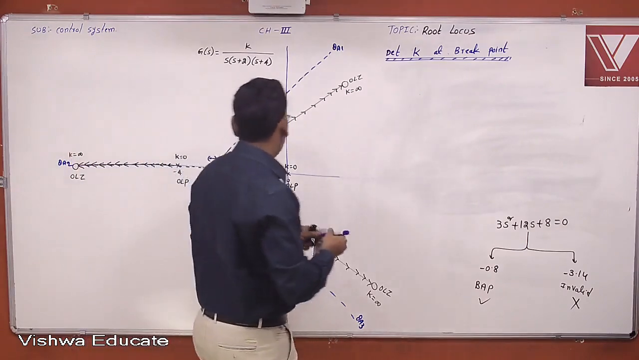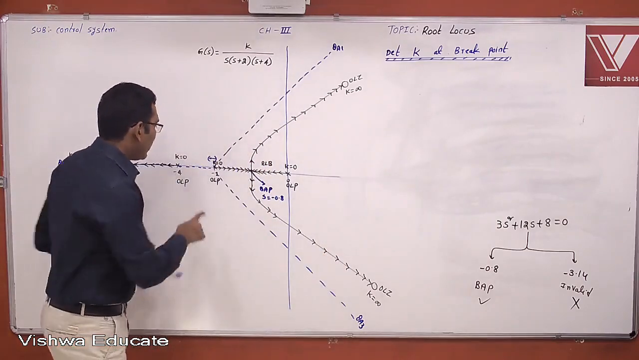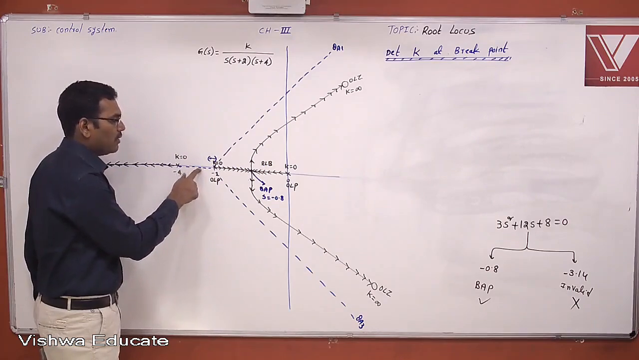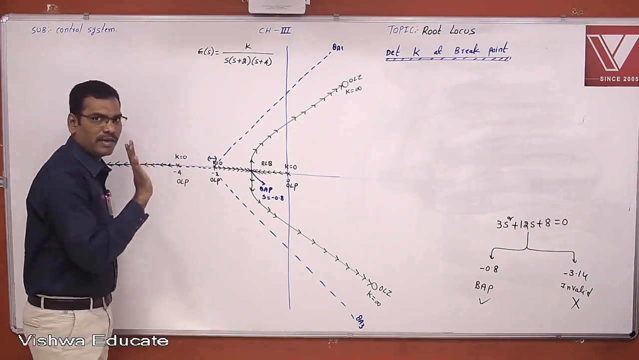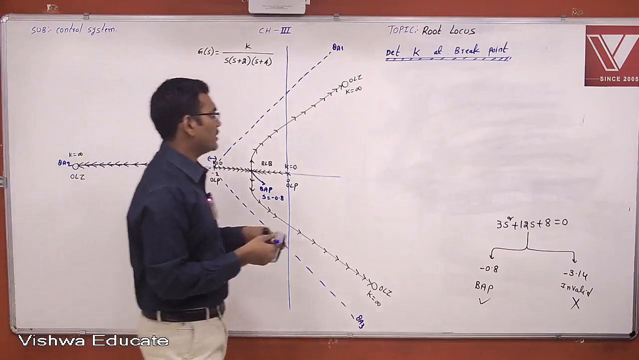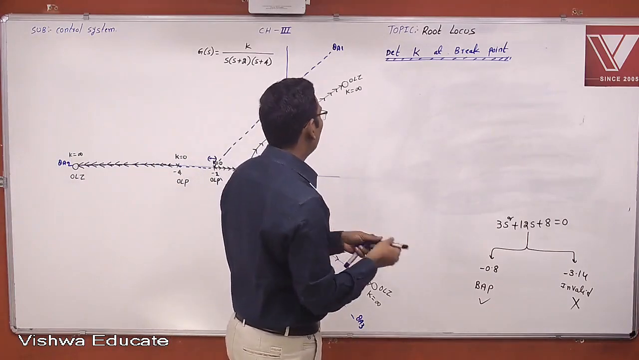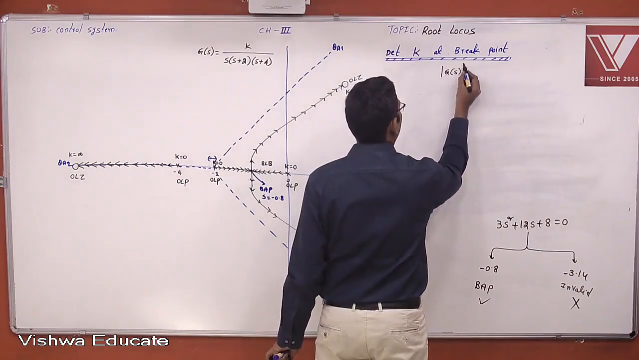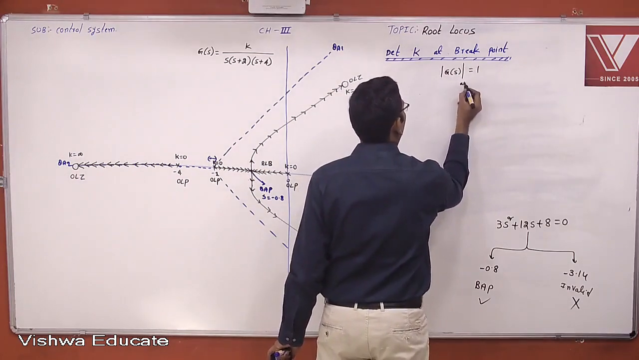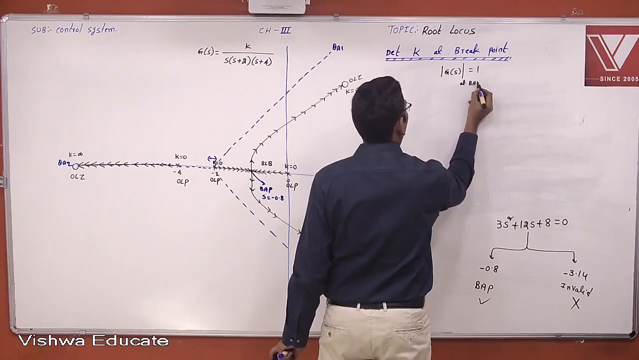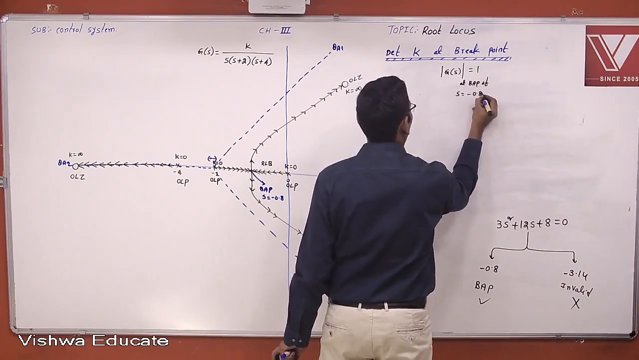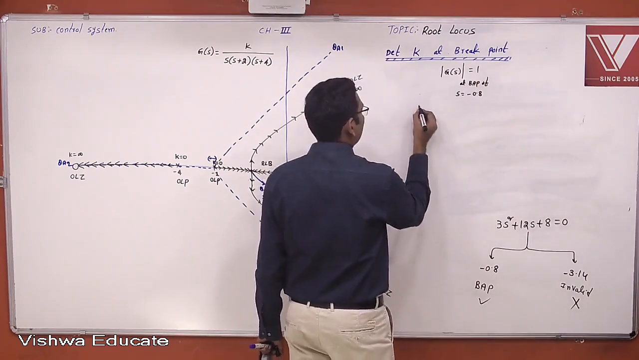So this is a root locus branch. You cannot find the system gain K by using the magnitude condition at this particular point, because this is not on a root locus branch. It does not satisfy the angle condition. Understand or not? So the magnitude of G(s) is equal to 1 at the breakaway point s = -0.8.